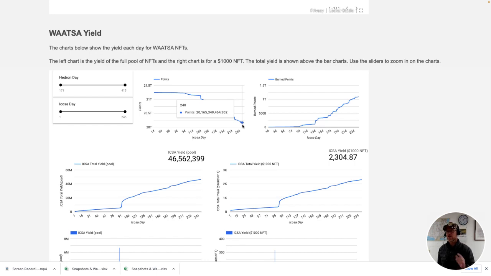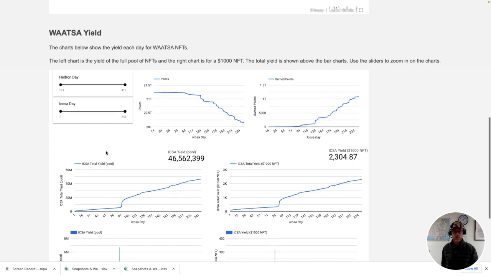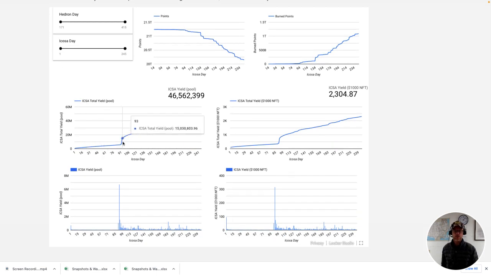And here's a little nugget that I had to flesh out for myself because I'm not great with math. Dev Huey helped me with it. I'm trying to figure out when my yield is going to double, right? So you take the number of points here, which starts at 21 million. Once it gets down to 10.5 million, then your yield will double. And here's the number of points that have been burned. Here's the yield that is going to the Watsa pool.